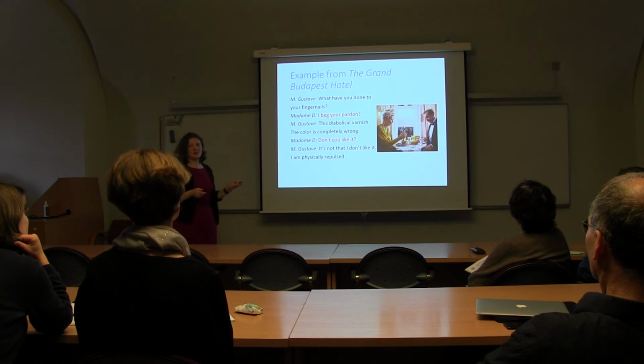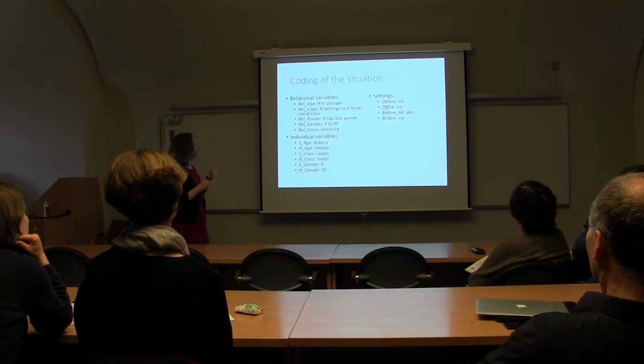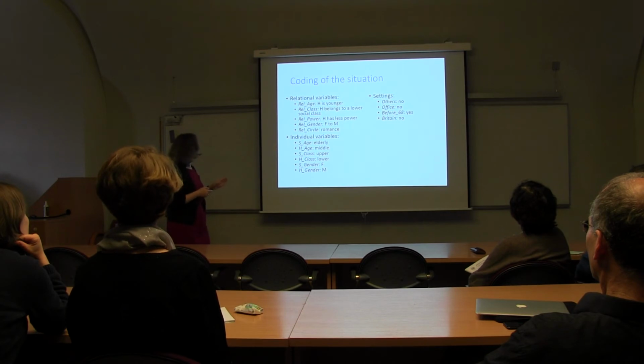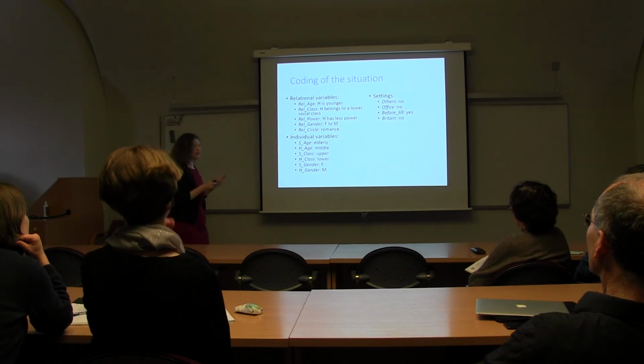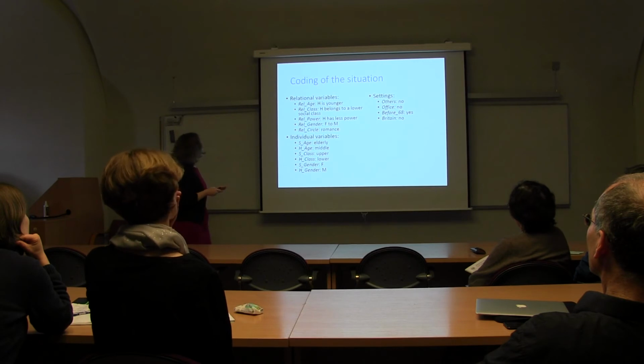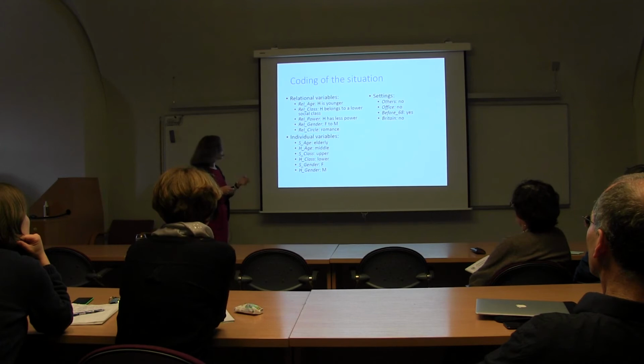I'm physically repulsed. So let's have a look, focusing only on Madame D's perspective. She's talking to Monsieur Gustave, and this is how I coded this communicative situation. The relative age: the hero, Monsieur Gustave, is younger. He also belongs to a lower social class because he's just a simple concierge, so he has less power. Also, this is a female speaking to a male, and their relationship is romantic, actually.